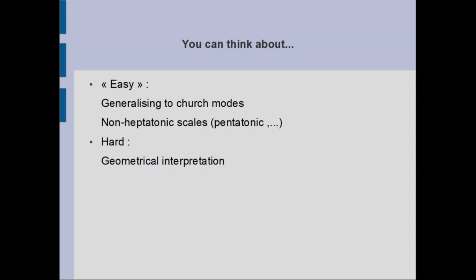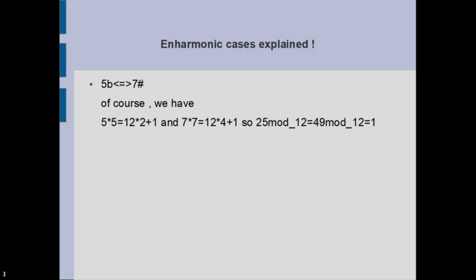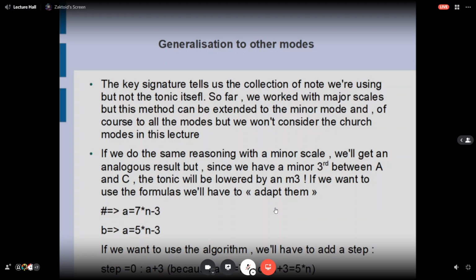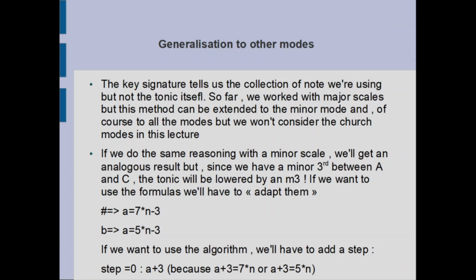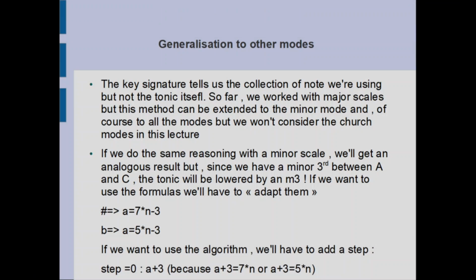Now that I have some time, I will talk about other church modes. You have a minor third between A and C. If you want to use another mode, you just have to see what is the interval between this mode and C. If you want, for example, to work with Dorian, you have a ninth between C and D.